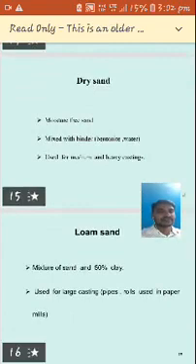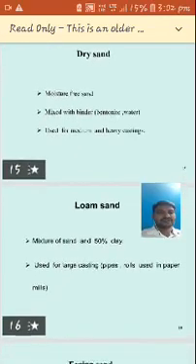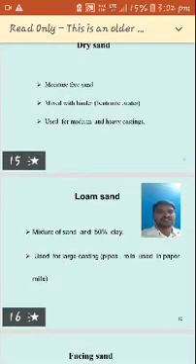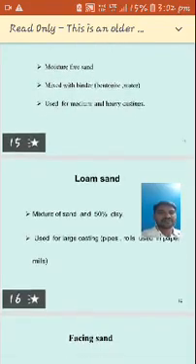It is used for small and medium castings. And the next type of sand is dry sand. Dry sand is moisture free sand. We use it for medium and heavy castings.